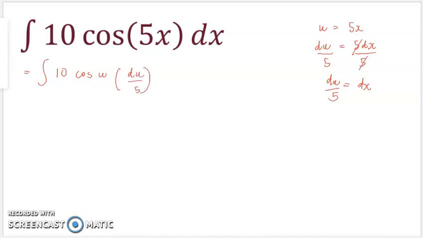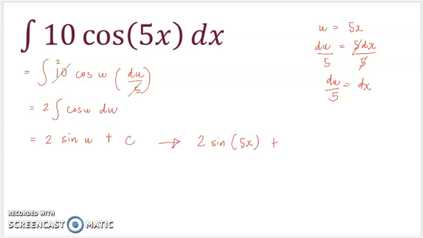We can cancel 10 and 5, leaving us with 2. And then we can factor that out. So we have 2 integration of cosine u du. Applying the rule for integrating cosine, we get 2 sine u plus c. And again, we have to replace our u with 5x to get our final answer. So we have 2 sine 5x plus c.